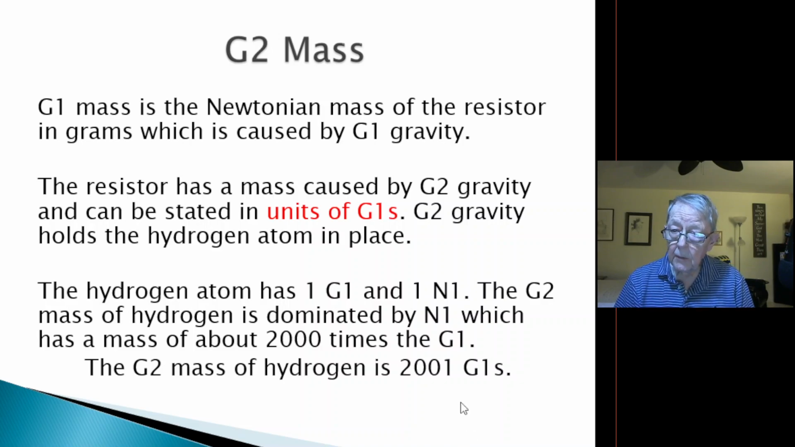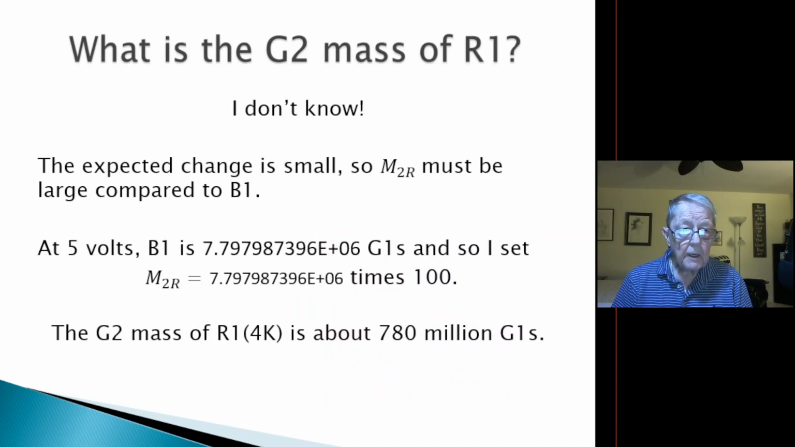Yeah, so I could take a resistor, if possible, and try to figure out how many N1s and G1s are in that resistor, and I can tell you that's a tough goal. It's hard to really figure out something that precise. So I did a different one, because what is the G2 mass of the resistor?